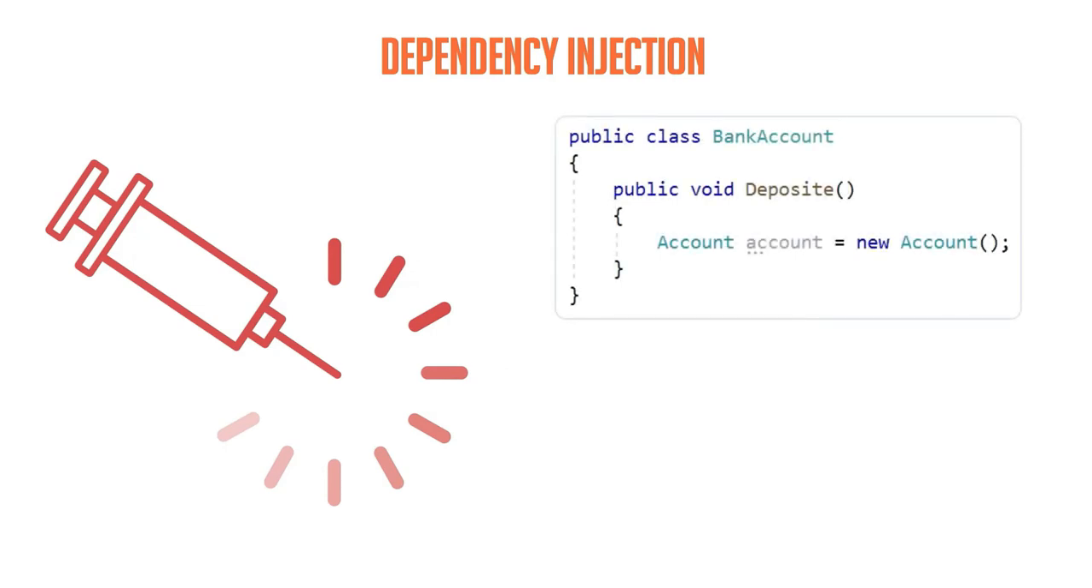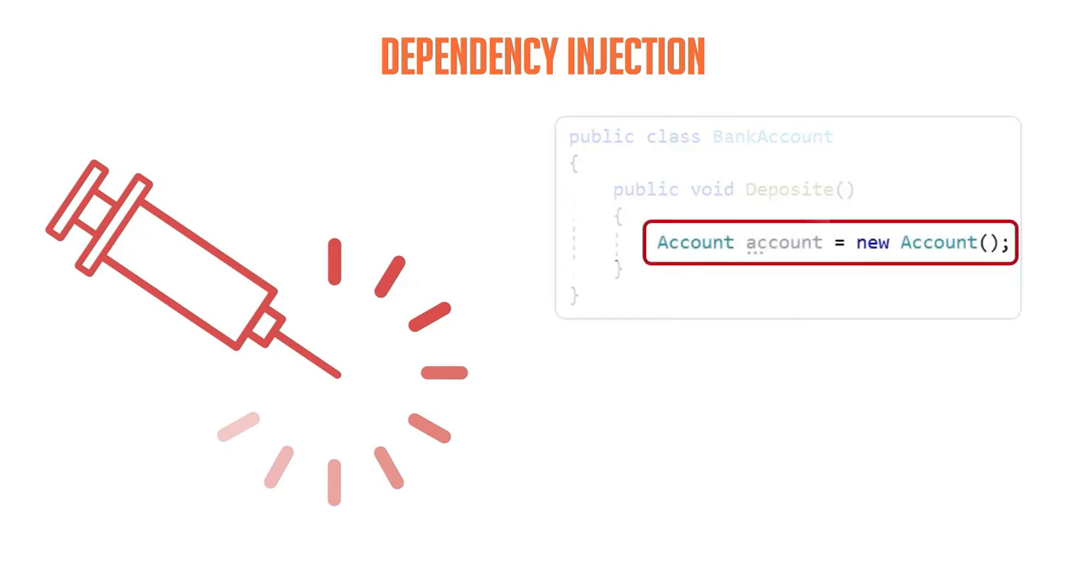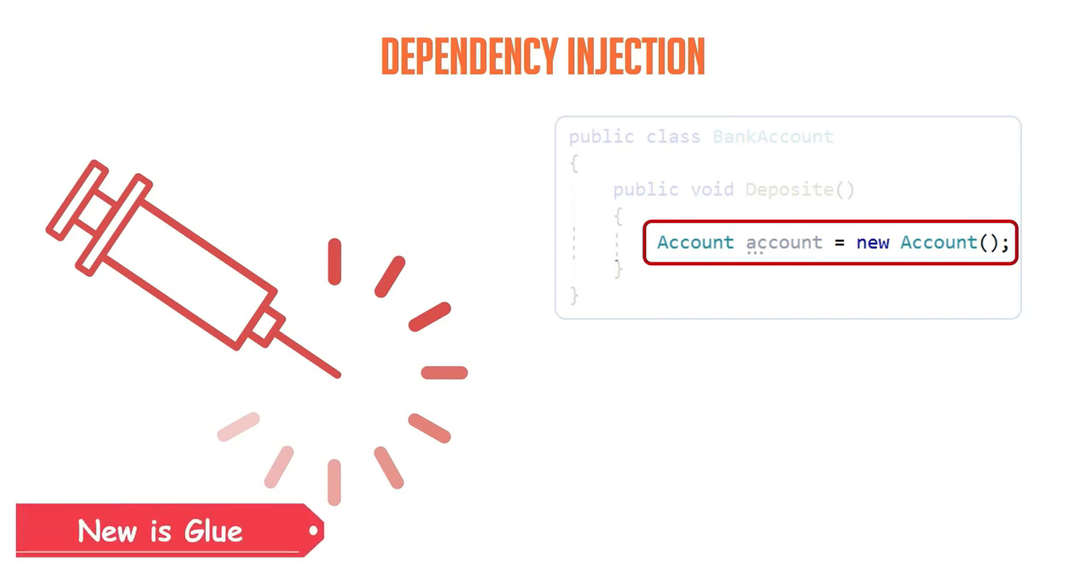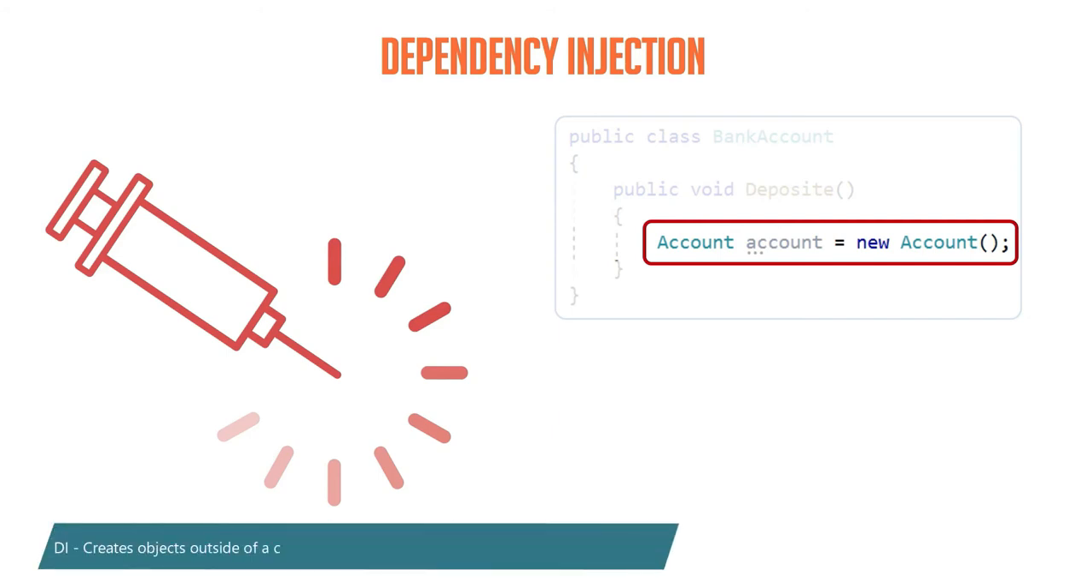Basically, it is not good practice to create your own dependencies because this introduces tight coupling between your classes. You might have heard "new is glue", which means that the new keyword that we use to instantiate our objects is primarily responsible for making our application tightly coupled. Hence, you should avoid creating concrete class instances using the new keyword.